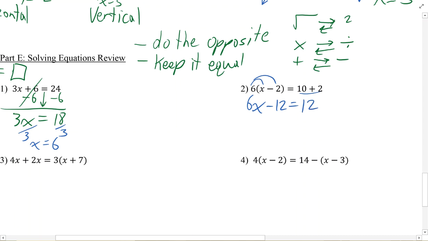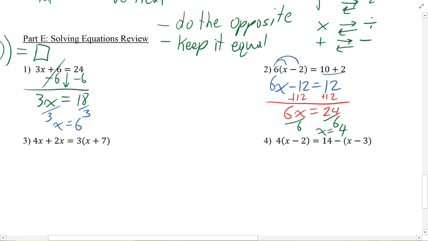Okay, so we're going to do the opposite of minusing 12 on the left. We want to move this over to the other side. So the opposite of minus 12 is plus 12. And in order to keep it equal, we have to do it to the other side as well. And we're left with 6x equals 12 plus 12, 24. That's 6 times x. What's the opposite of times? Divide. And so we have x equals 24 divided by 6, which is 4.